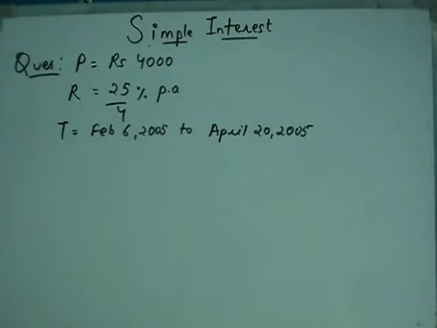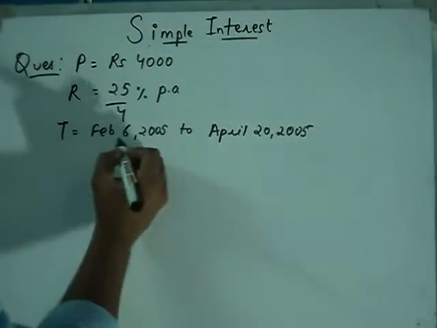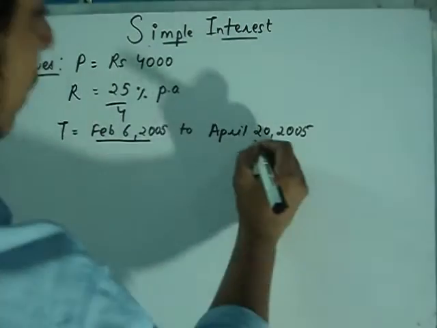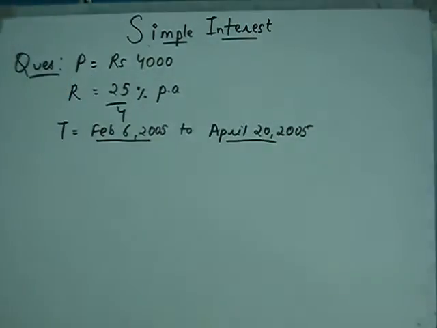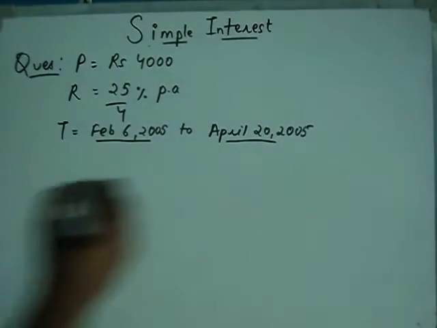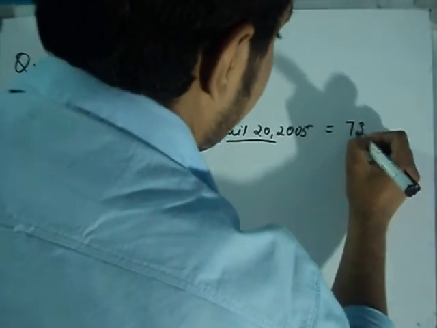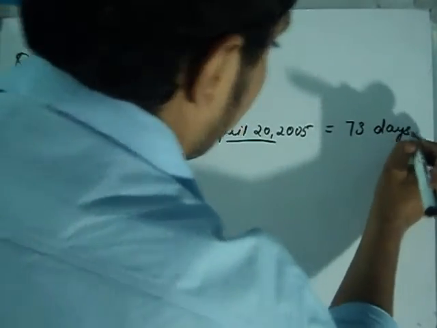Remember one important thing: the day on which money is deposited is not counted, while the day on which money is withdrawn is counted. We are not going to take Feb 6, we are going to take April 20. So after calculating, we get the total number of days is 73 days.